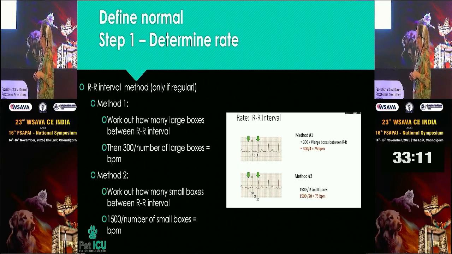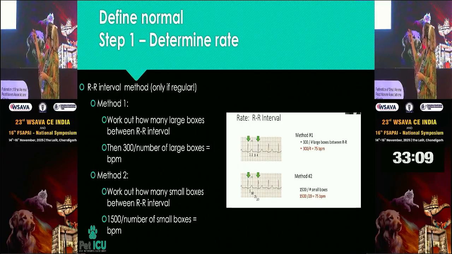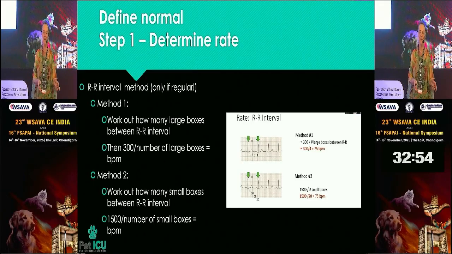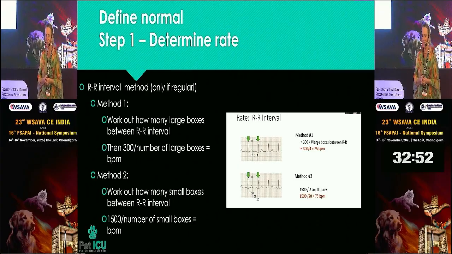So an example would be, there are 4 large boxes in this top one, 300 divided by 4. It's a really rough, quick way of getting an estimate of what heart rate that trace is. Obviously, if you've got the ECG on the patient, you're getting the number come up, but this is if you've done a printout and you don't have the ECG in real time with you.